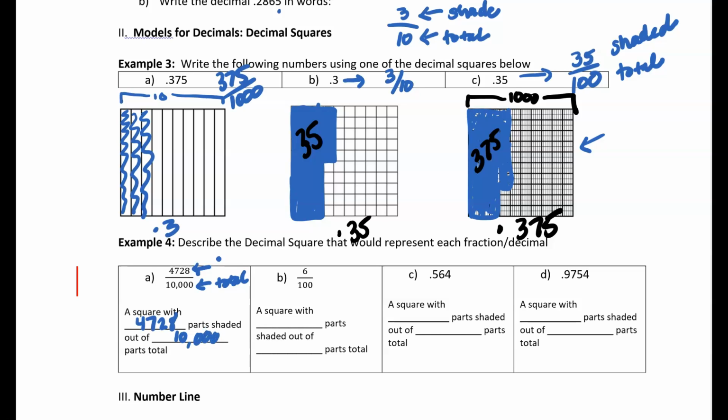So you could stop the video right now and try the rest on your own. So for part B, we've got a square with 6 parts shaded. So shaded is the top, and total is the bottom, out of 100 parts total. So for part C, you're going to shade 564, so 564 parts shaded out of 1,000 total, because it's tenths, hundredths, thousandths place. So you always go to the place value of the last digit. And then last, we've got a square with 9,754 parts shaded out of 10,000 parts total.